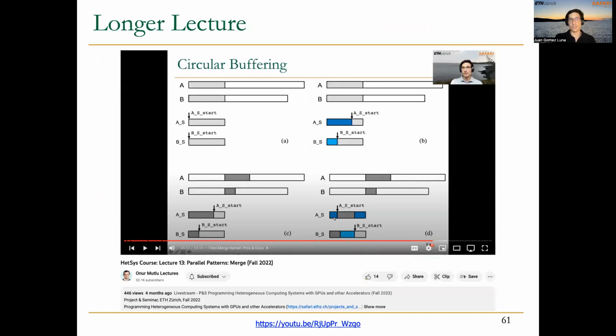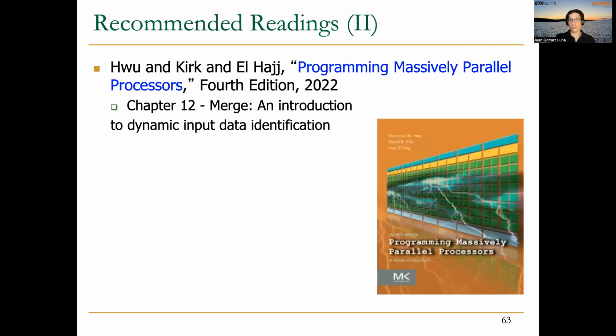We explain this optimization technique in the longer version of this lecture. There you can find a link to the longer version of this lecture, and I hope that you will find it interesting. You can also find this lecture in the book Programming Massively Parallel Processors in chapter 12.